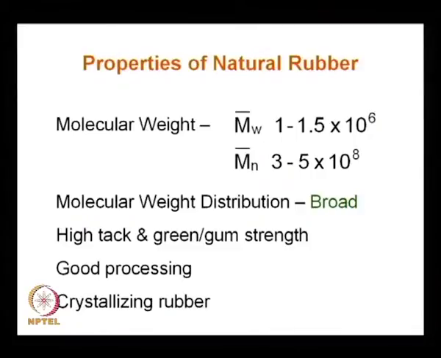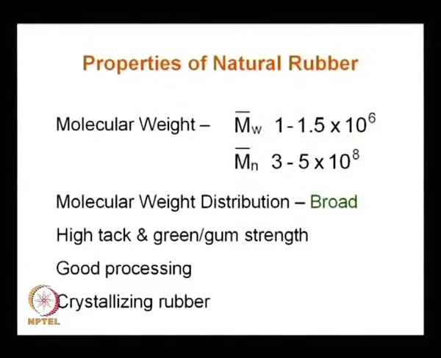This number average molecular weight is really wrong here. It will be less than 10 to the power 6. This value is wrong; it will be 10 to the power 5 or less, of the order of 10 to the power 4 to 10 to the power 5. The molecular weight distribution is broad, and high tack and green strength are required. I have already described the meaning of tackiness and stickiness, and of green strength of the rubber product.